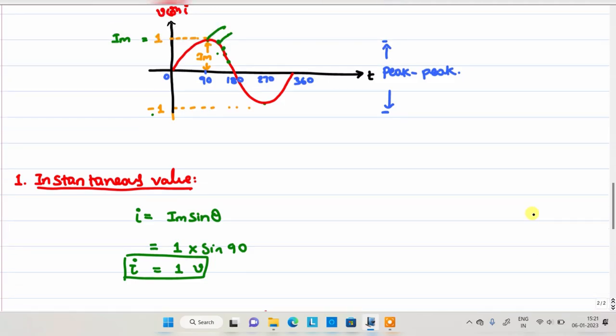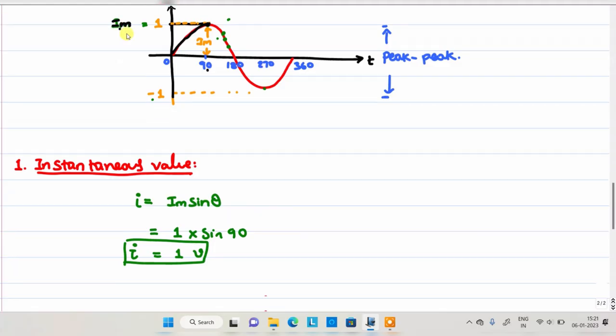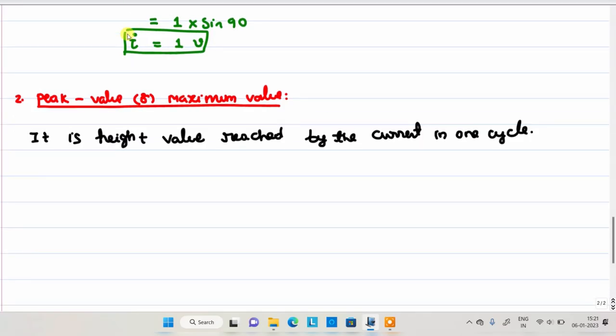In this particular waveform, what is the maximum value? Here, this is the maximum value or peak value. So whenever the current reaches the maximum value at 90 degrees, this is a peak. This is also called the peak value. Okay, all of you got my point. You got an idea about the maximum value as well as instantaneous value.